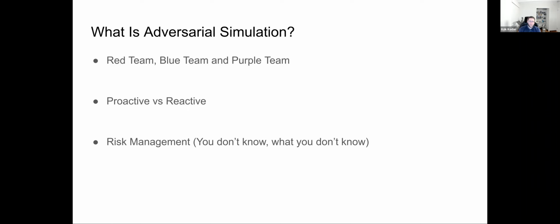Now, in recent years, there have been some colors assigned to different functions in information security. Some of those have merits based on military concepts like red team and blue team. And the purple team is, as you can guess, a mixture of the two colors together. So when you mix red and blue, you get purple.